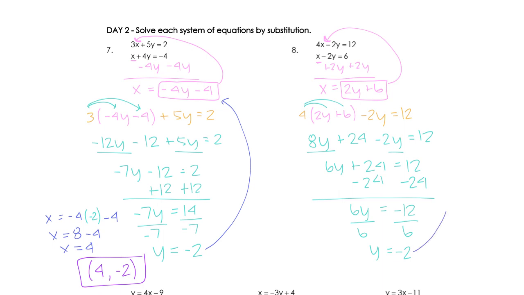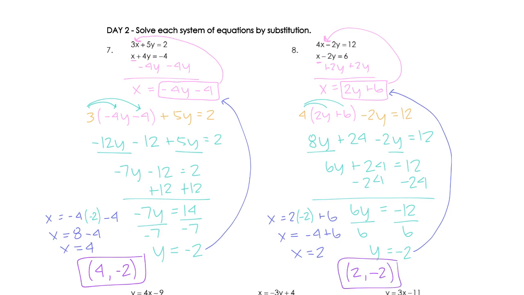And then again, draw our line up here, plugging it back into my box. So I have x equals 2 times whatever y is, which would be negative 2, and then plus 6. So then x equals 2 times negative 2 would be a negative 4 plus 6. x would be positive 2. So then our final answer would be 2 comma negative 2, again in parentheses with a comma in between them.